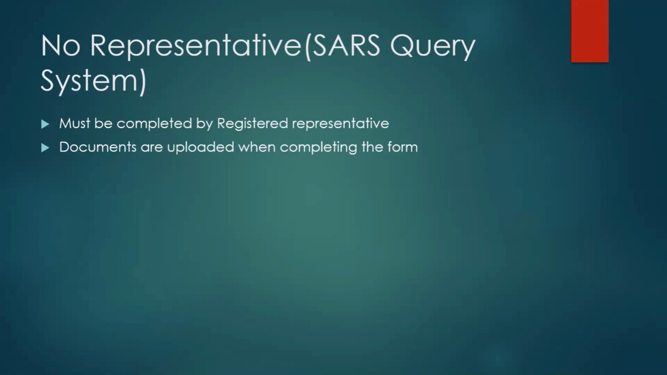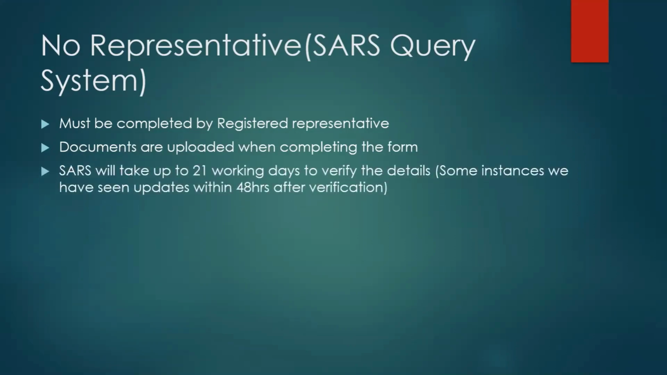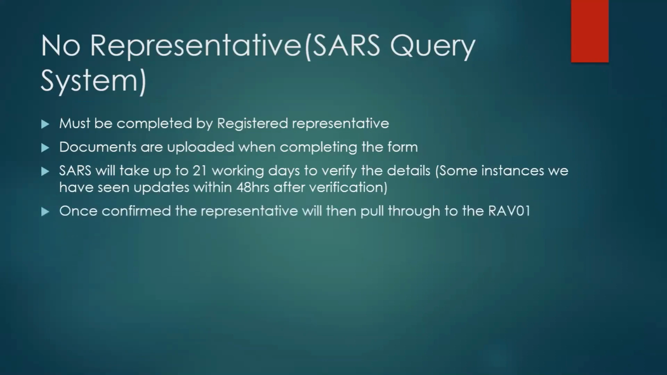So in the previous ones with the RAV01, documents were emailed for verification. In the second option, documents were uploaded through eFiling. In this way, documents are uploaded at the same time before you actually make submission of the form. SARS will take up to 21 working days to verify the details. In some instances, like I said, we've seen the updates within 48 hours, however, leaning more towards the 21 working days. So once confirmed, the representative will then pull through to the RAV01.